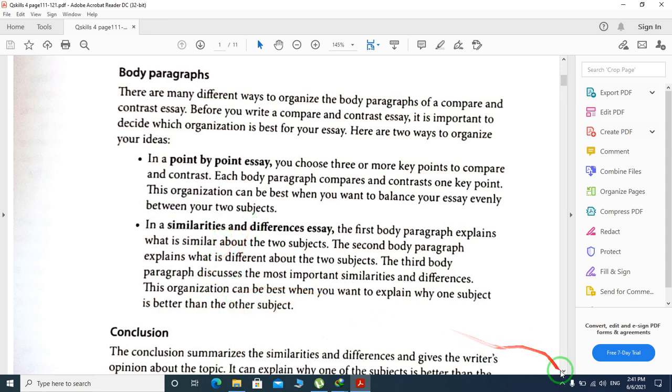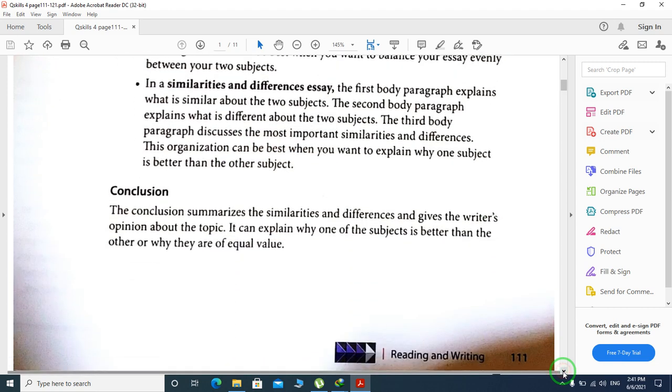And a conclusion is quite easy. The conclusion summarizes the similarities and differences and gives the writer's opinion about the topic. It can explain why one of the subjects is better than the other, or why they are of equal value. So when you are concluding, you just summarize the main points and express your own opinion about the topic. If you favor one side or one person or one thing, you can also mention it in your concluding paragraph.